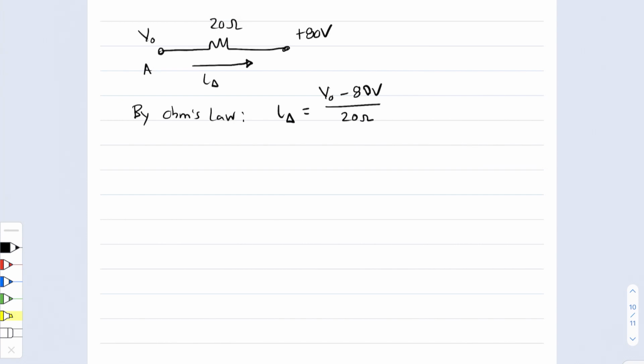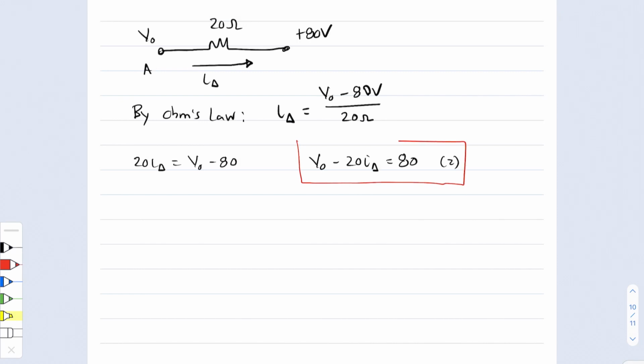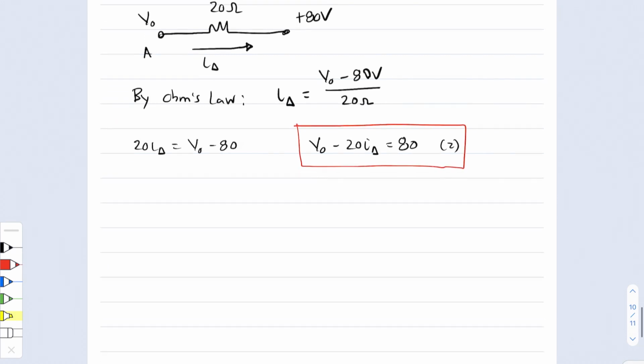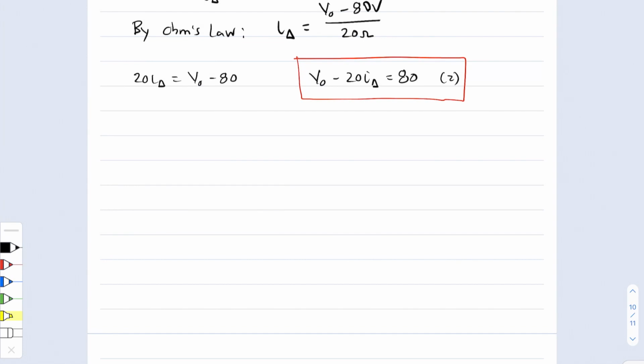So one of the things that we can do is rearrange this to be in standard form. I can multiply everything by 20 ohms. So I get 20 I sub delta is equal to V naught minus 80 volts. I can move that over there and then move that over there, in which case I end up with V naught minus 20 I sub delta is equal to 80. This is in standard form. This is my equation number 2 now.